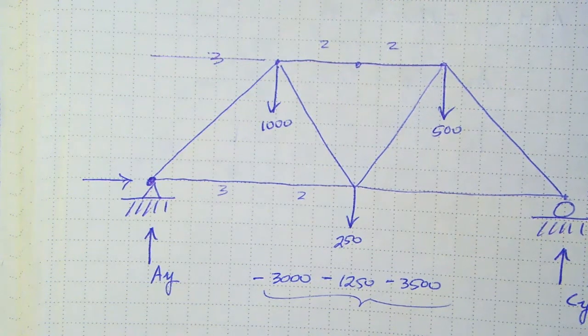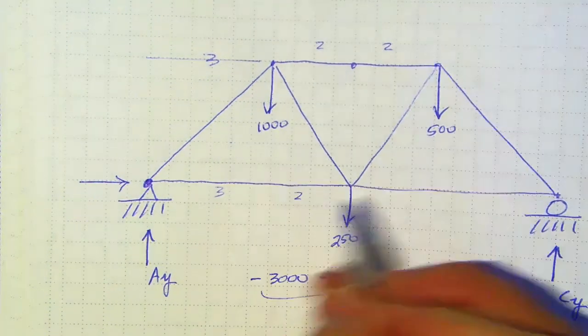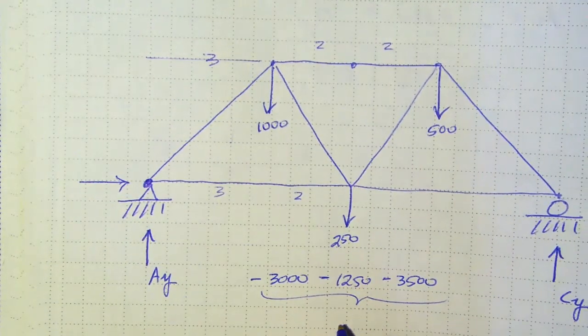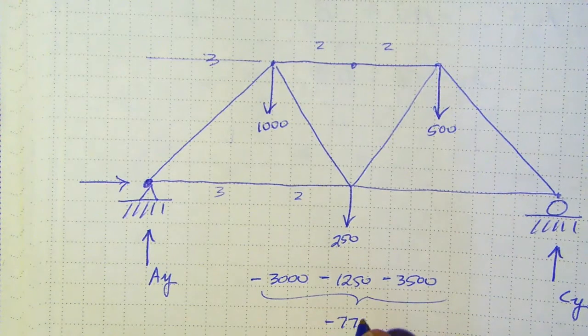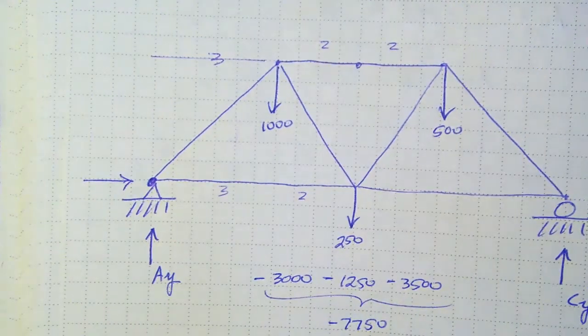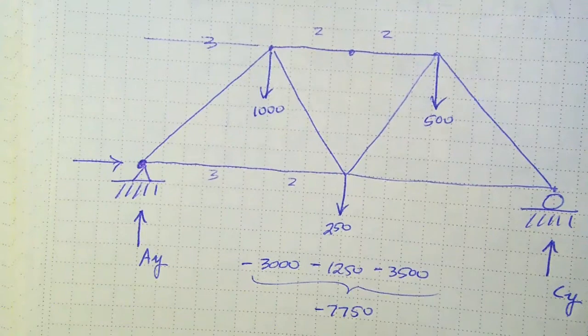Negative 3,000 minus 1,250 minus 3,500. Okay, so I get the total of these three, the torque or the moment or the twisting, is negative 7750. And the units don't really matter right now. I'm just trying to make the math work.